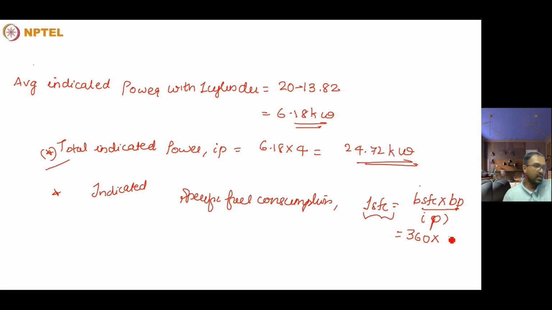Brake power will be given as 20 for four cylinders, divided by the indicated power. Indicated power will be around 24.72.